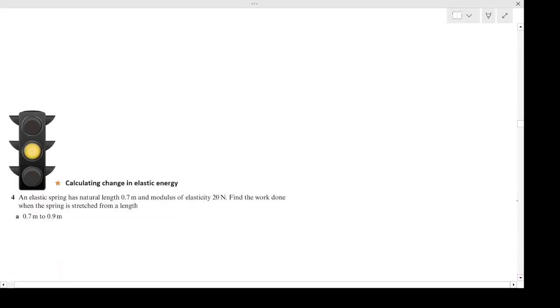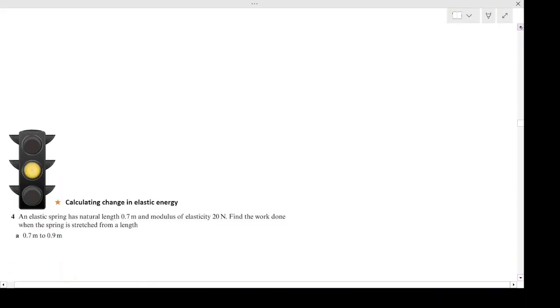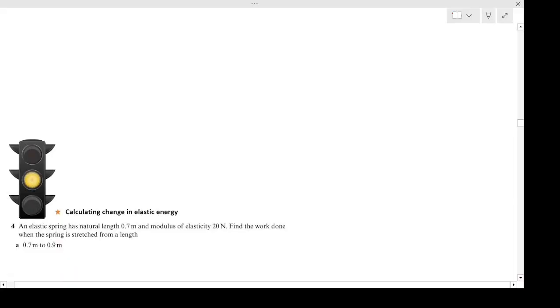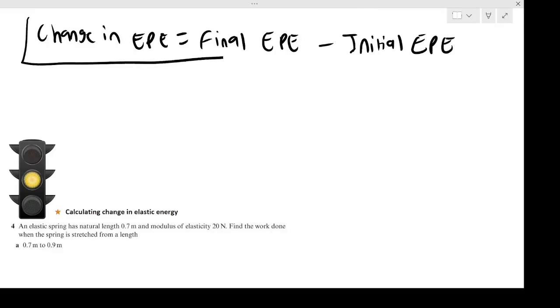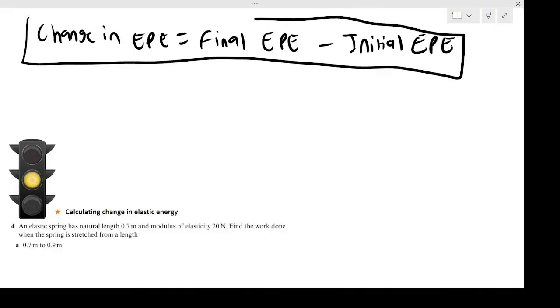Right, now we're going to be looking at calculating a change in elastic energy. So very simply, that's the energy change between 2 points, essentially. The change in EPE is going to be the final EPE take away the initial EPE. So it's the difference between the elastic energy at 2 points. Basically the same idea as the change in the kinetic energy, right? It's the same sort of idea.